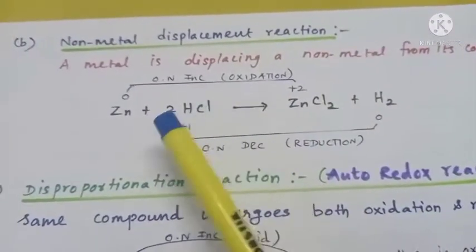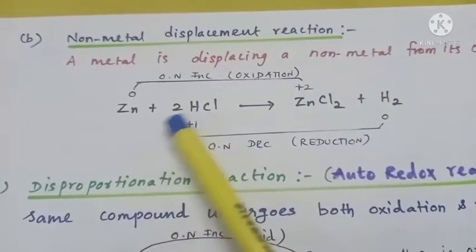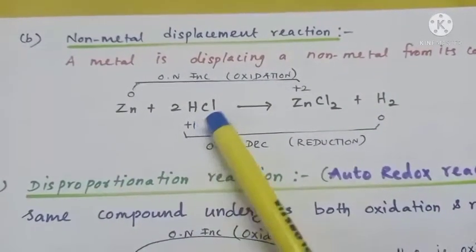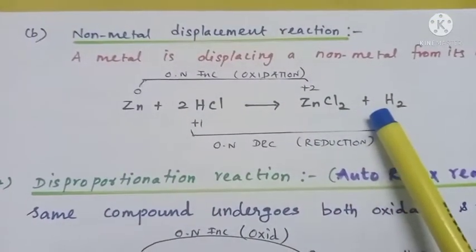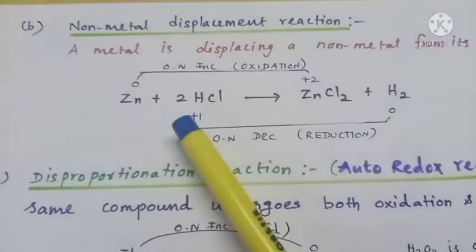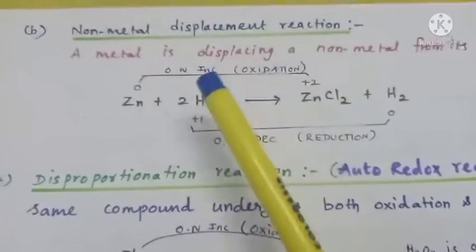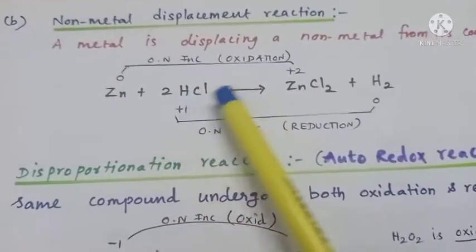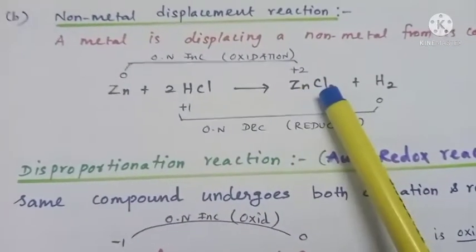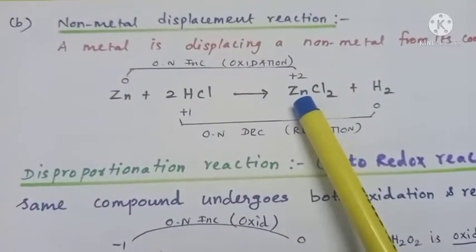So look at the reaction. Zn plus 2HCl. So zinc metal reacts with dilute hydrochloric acid, giving zinc chloride salt, ZnCl2, with liberation of hydrogen gas. Okay, so now let us check the oxidation numbers. Here actually this is non-metal displacement because Zn displaces hydrogen from hydrochloric acid. That is the reason why you are getting zinc chloride. In the place of H, zinc is displaced, isn't it?